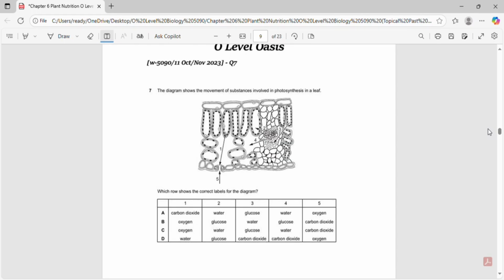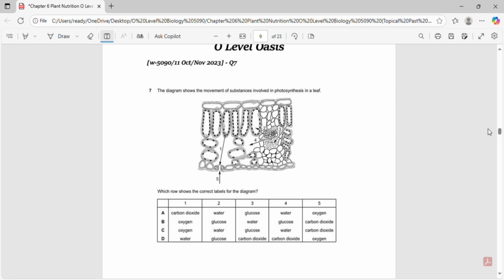Alright, let's take a look at this question. We're given a diagram of a leaf, and you can see there are 5 arrows labeled 1 to 5. Each of these arrows shows how different substances move in and out of the leaf during photosynthesis. Just below the diagram, there's a table with 4 answer options, A, B, C, and D. Each row suggests what substances each arrow is showing.